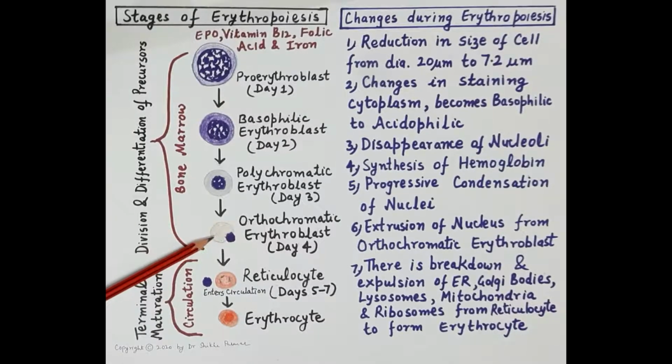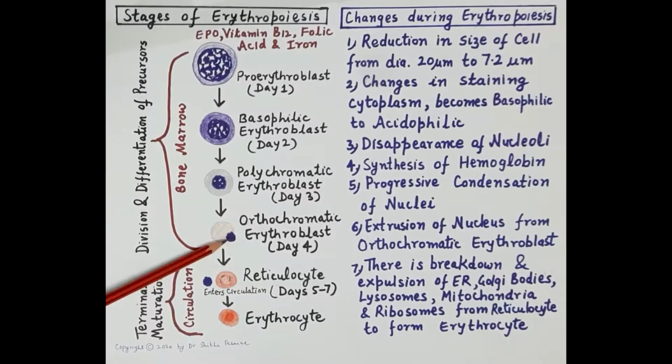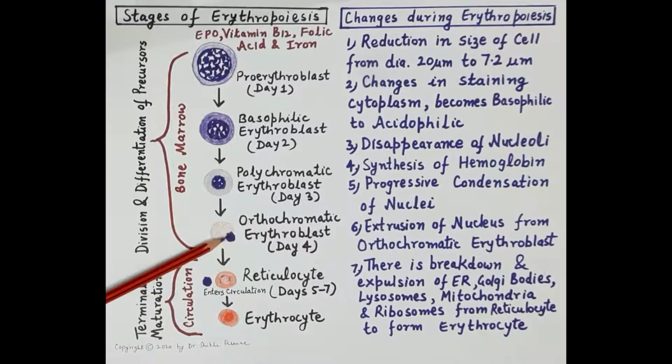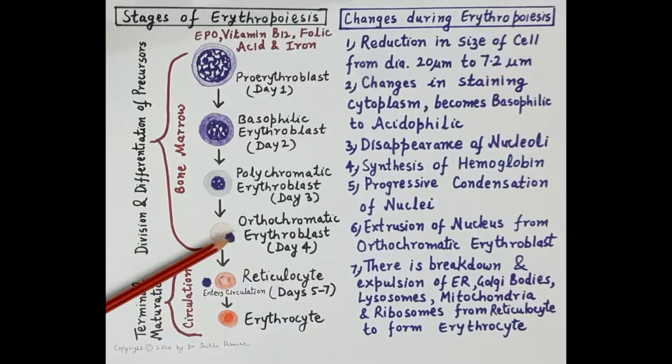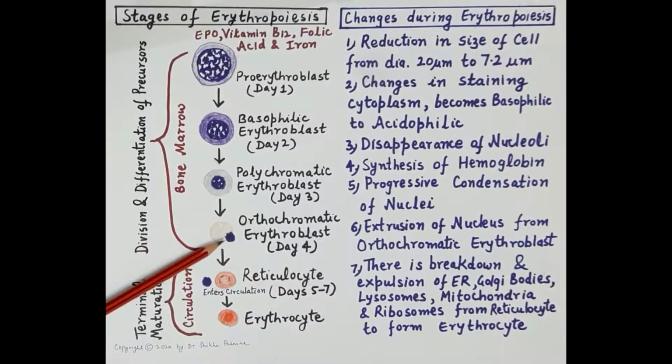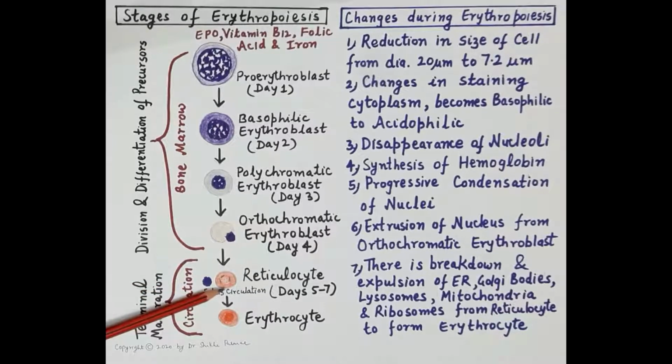Now, in the orthochromatic erythroblast, there is acidophilic cytoplasm due to abundant synthesis of hemoglobin, which is shown here in reddish color. During the orthochromatic erythroblast stage, there is final condensation of the nucleus. And once the nucleus is condensed, it is extruded out of the cell, pushed out of the cell. All these stages occur in the bone marrow. So, the orthochromatic erythroblast, after the extrusion of the nucleus, develops into the reticulocyte.